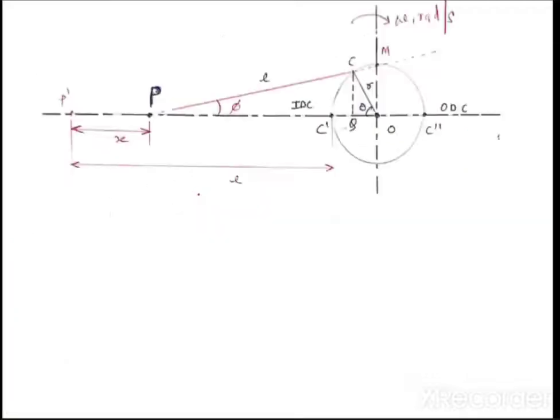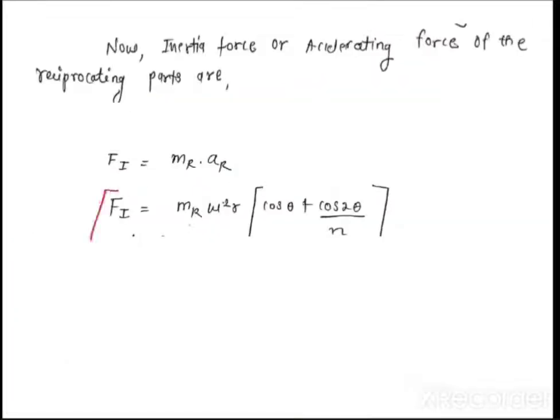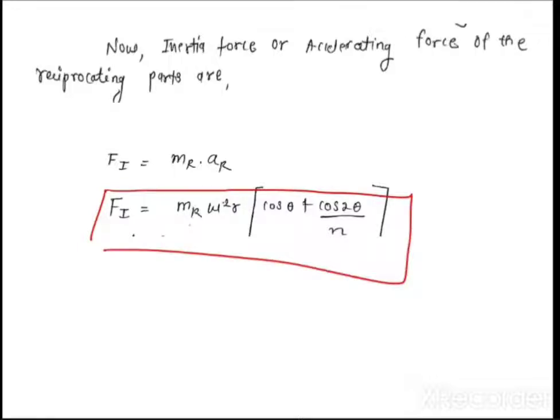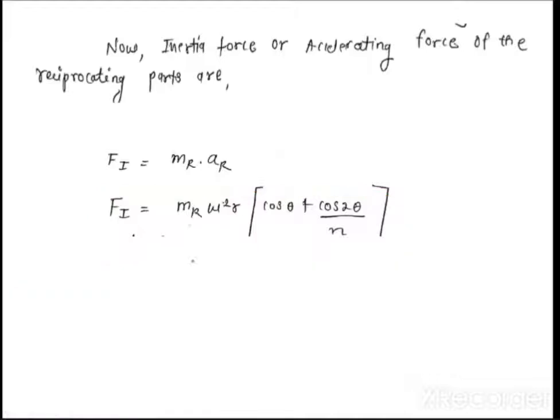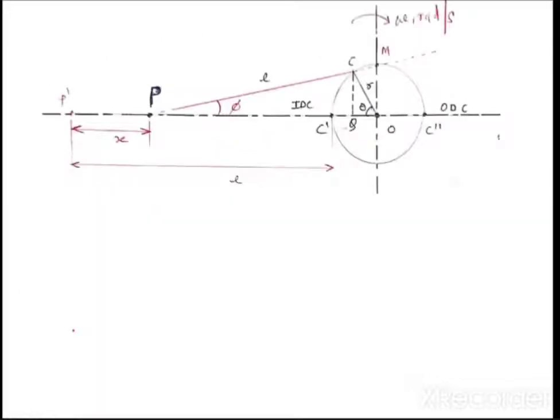So I am getting Fi is equal to MR, because we know AR is nothing but omega square R cos theta plus cos 2 theta upon N. So I am getting Fi equal to MR omega square R cos theta plus cos 2 theta upon N. You have to remember this formula for AR. Multiply M into AR, and you will get the formula. So the first step is to calculate the inertia force acting on the piston, that is the reciprocating part.